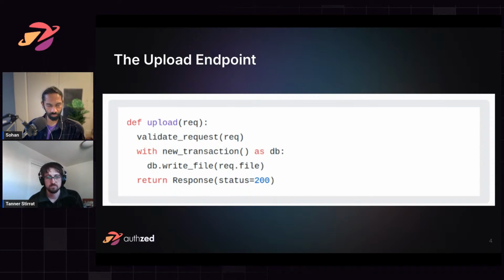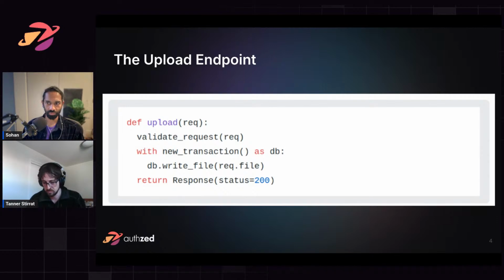So we have an endpoint that validates the request. This is where any authorization logic happens, any structural validation. We open a transaction with our database, and then we write a file to that database. Then we return a response. That's easy. That's great. But we have an idea in our heads that we want to use SpiceDB to do the authorization logic on this.